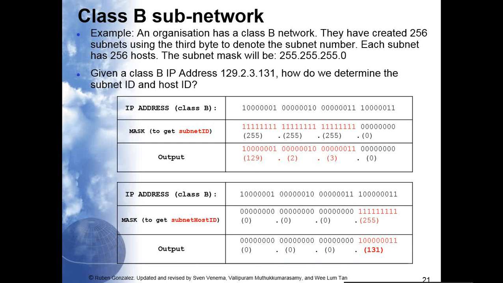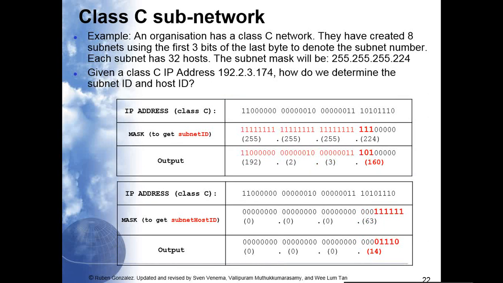If I wanted to get the host ID, which bytes do I have to get rid of? The first 3. They're part of the network and the subnetwork. First 2 bytes are the network, the third byte is the subnet. Okay, and so in this case, the machine is 131.